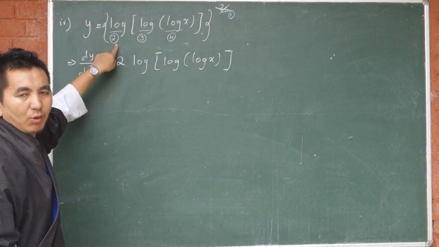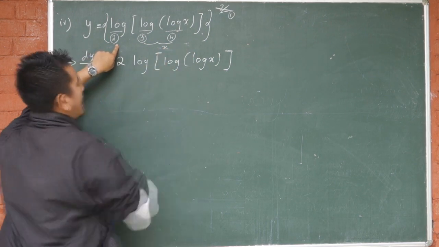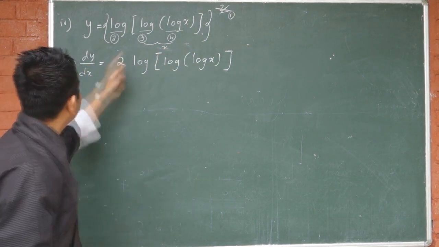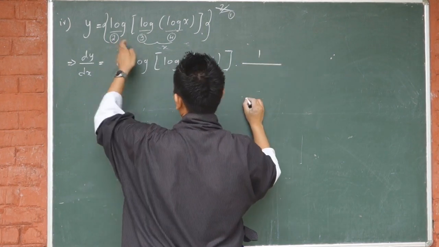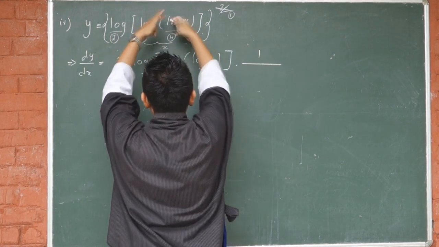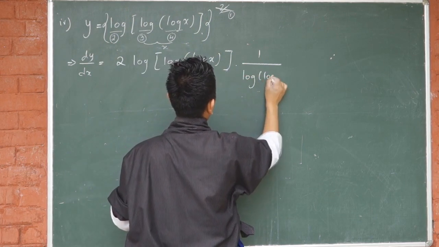Let's go with the second one. When you go to the second one, assume this as x, third and fourth as x. This becomes log x, which is 1 divided by, what's the differentiation of log x? 1 by x. That means 1 by, this whole thing is x. We have log x.